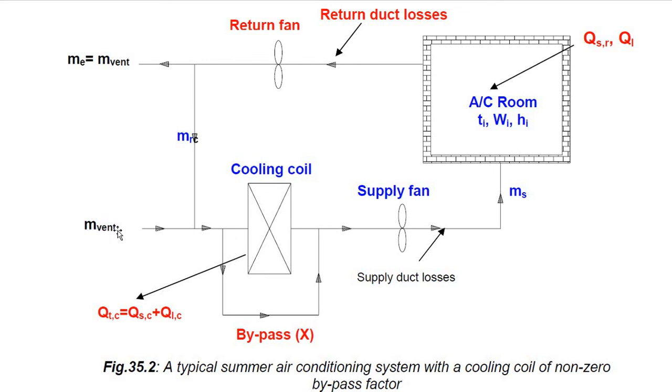So this M vent represents the amount of fresh air supplied. It is coming in contact with the cooling coil. Its temperature is reduced, its humidity and moisture level is reduced, and it is again supplied to the room. So this QSR and QLR are the room sensible heating and room latent heating, and this is the QTC. This is the total cooling load in the cooling coil.